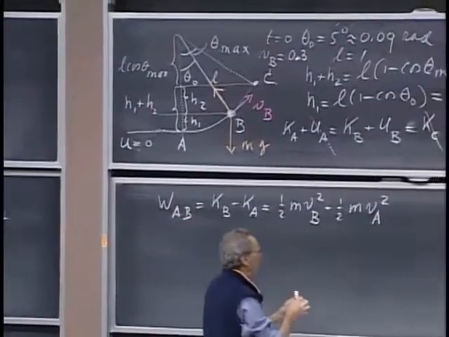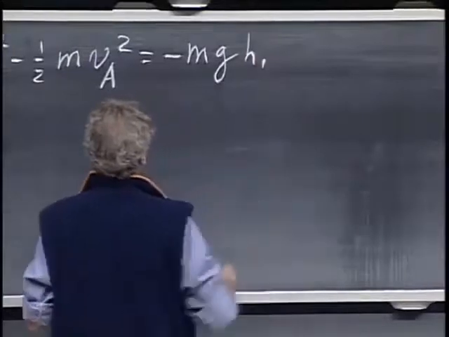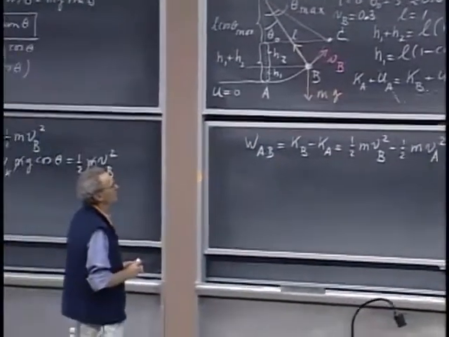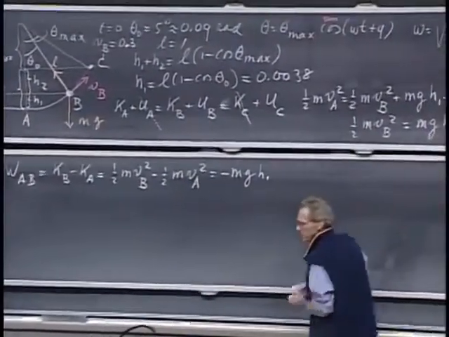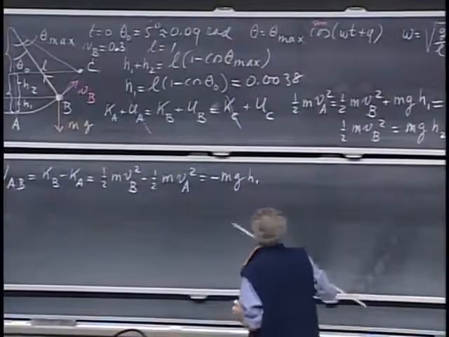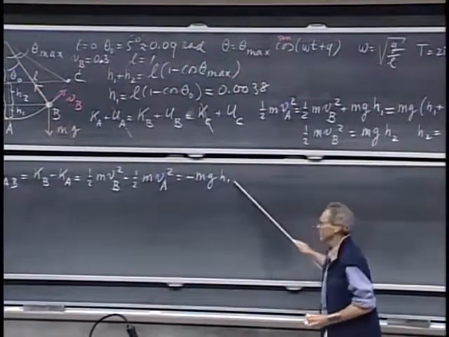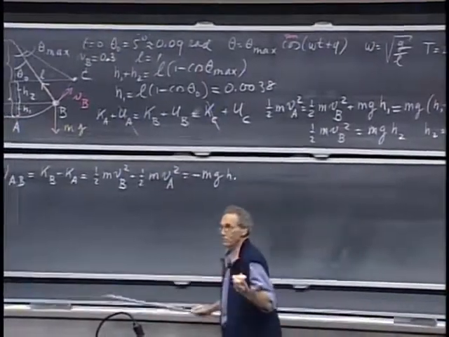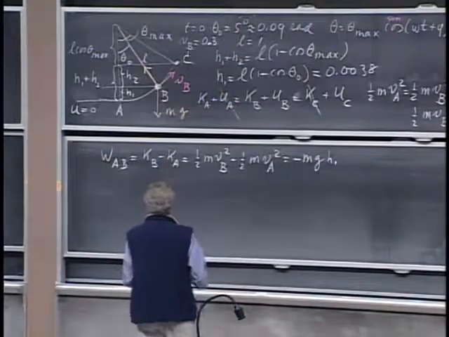Object goes up, does negative work, equals minus mg h1. Now look at that equation. And look, if you want to, here. Compare this one with this one. Completely identical. So the work energy theorem is, of course, in a way the same as the conservation of mechanical energy.